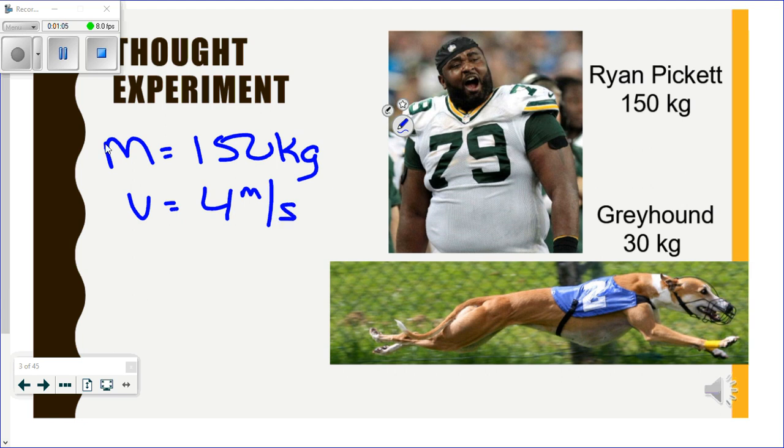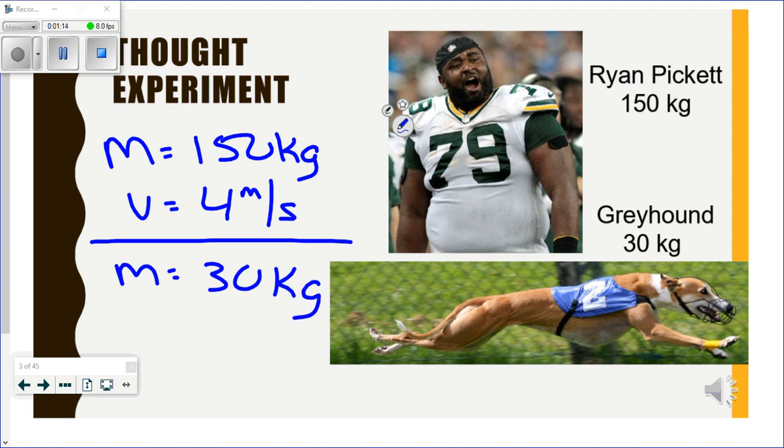Then you look to the other side, and at the same time, a greyhound, the fastest dog on earth, with a mass of about 30 kilograms, and able to run a velocity of almost 20 meters per second, also wants to tackle you. Which one will do more damage? Which one would be worse to run into? Well, Ryan Pickett has a greater mass, but the greyhound can have more velocity than Ryan.